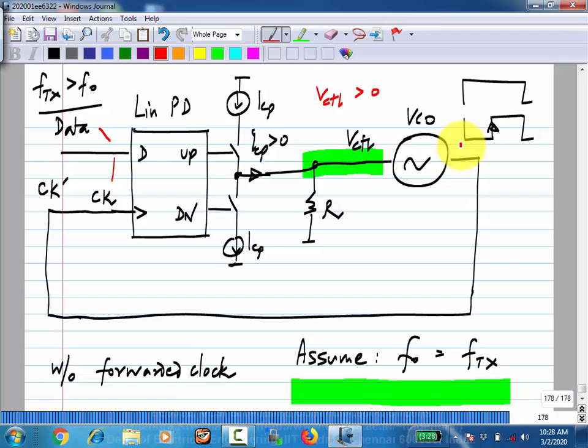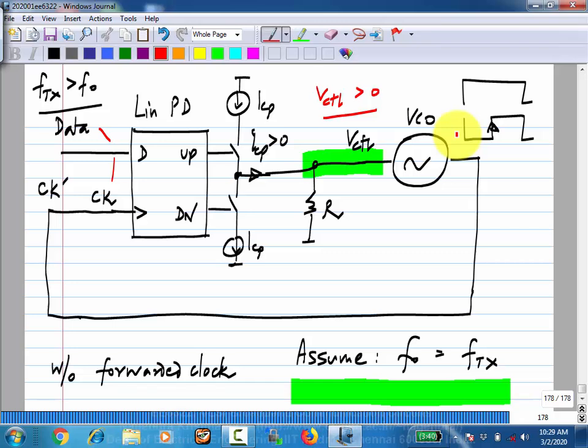The only way to reach steady state here, meaning to have one edge of the VCO in every cycle of the data, is to have a control voltage that is positive. And to produce that control voltage, you need a phase offset between data and clock. Is this clear? Yes or no? Okay.